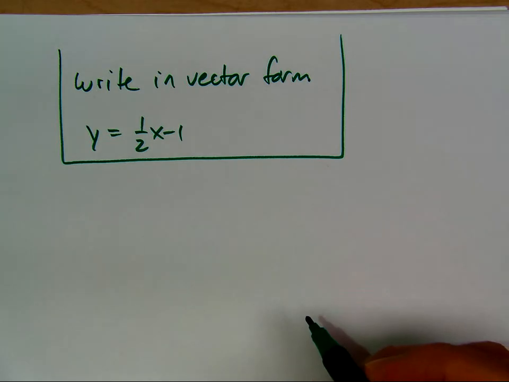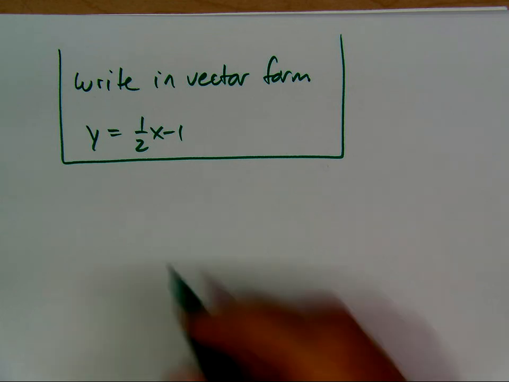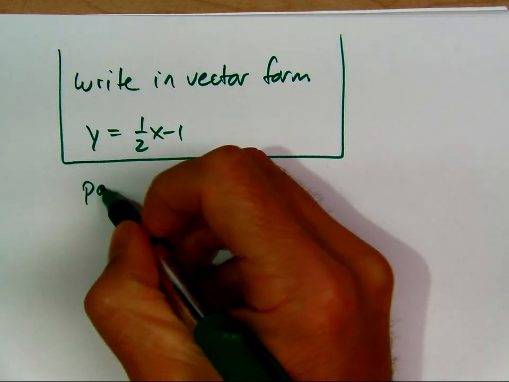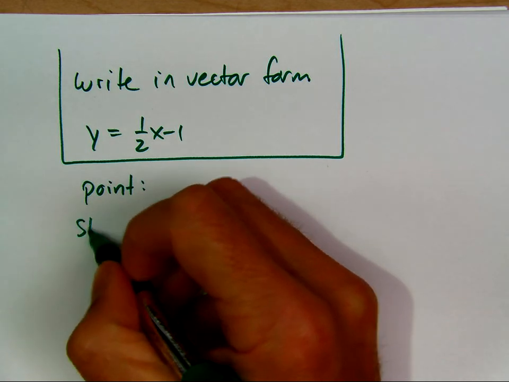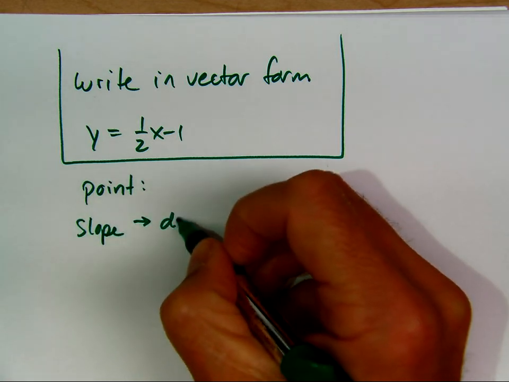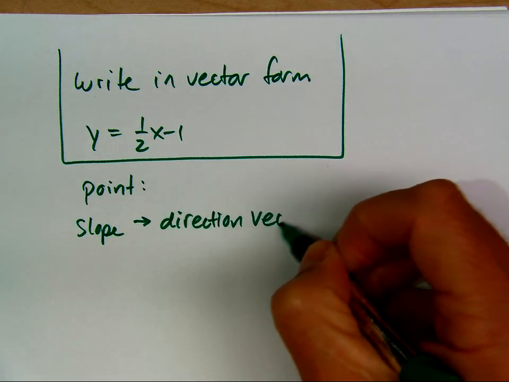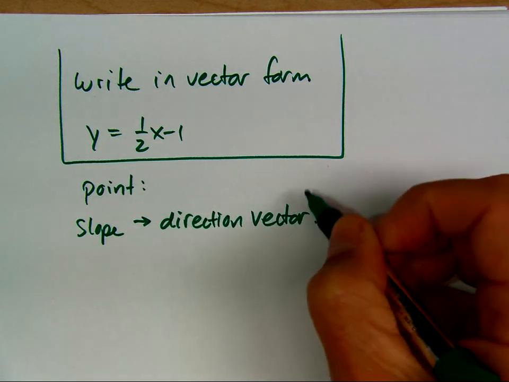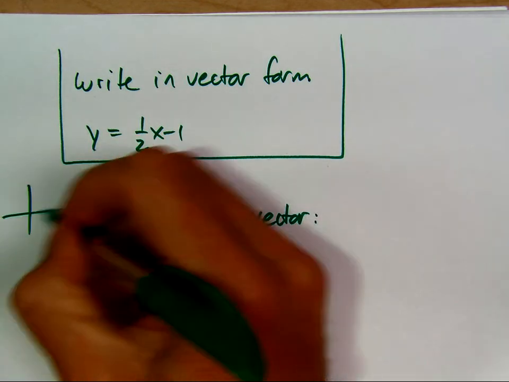So we're going a little long. I'm just going to do one example here. Write in vector form. Well, to do that, all we need is a point on the line, and we need the slope, which will give us a direction vector. So we know there's a point. The point is -1 for the y-intercept. So -1, we know that point.